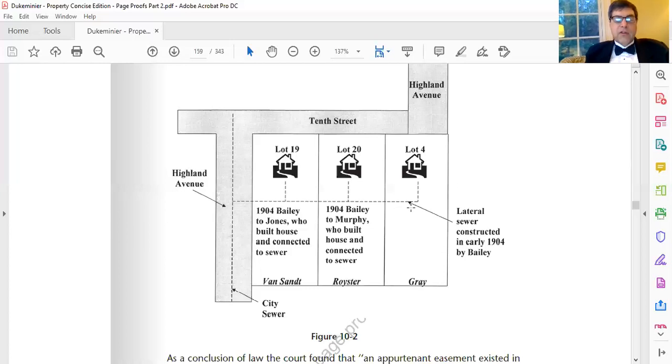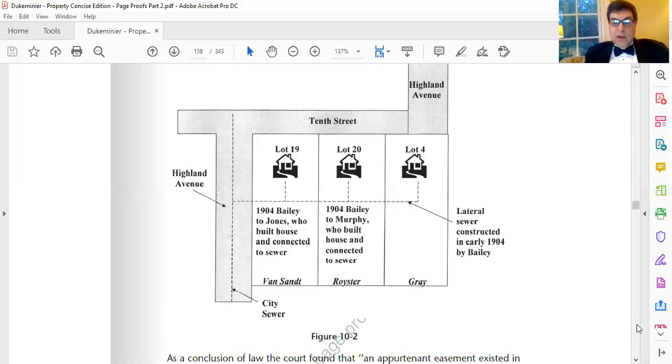So this court is wrestling with the question of, well, should we recognize an implied easement in these circumstances? And the court adopts the rule of the restatement. The restatement says you should look at a number of factors, and one of those factors is whether you are trying to imply the easement in favor of the grantor or the grantee. And the restatement says that it requires a greater showing of necessity to imply an easement in favor of the grantor than it does in favor of the grantee.